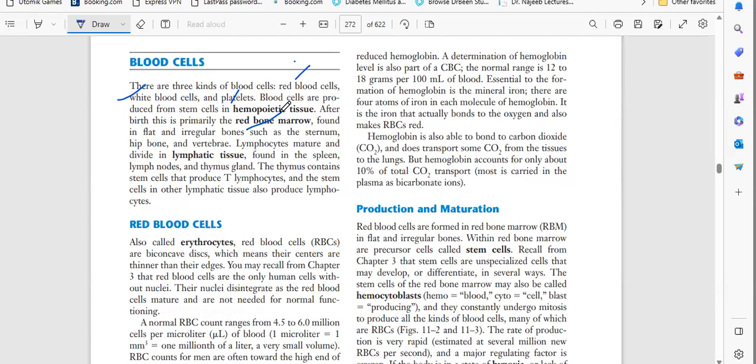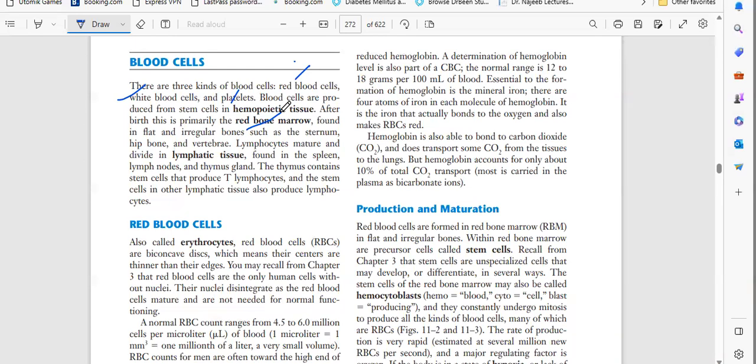Here is the sternum bone, right? Or the hip bone or vertebral column. So these are the irregular bones where bone marrow is present. So from the bone marrow, we get blood cells, and from that we will have different types of blood cells.